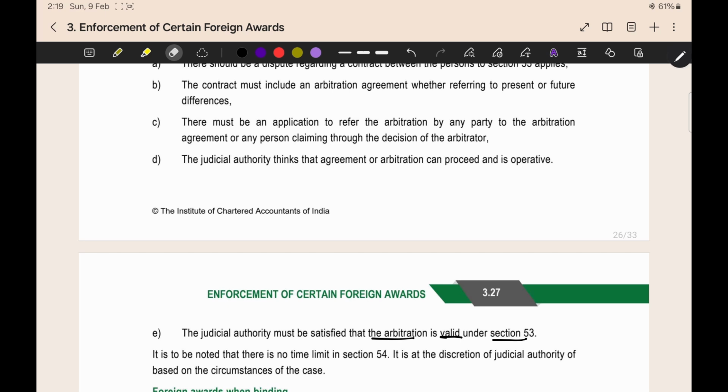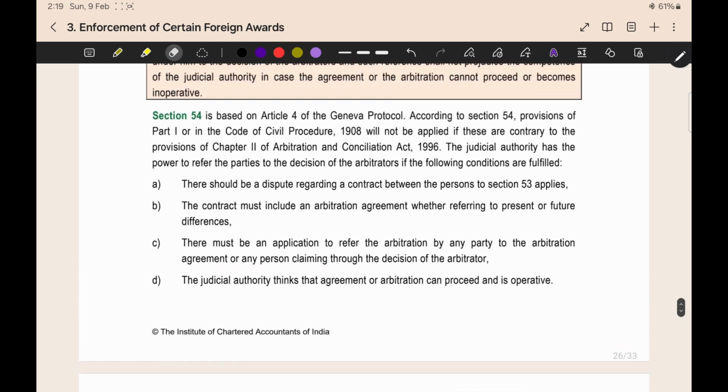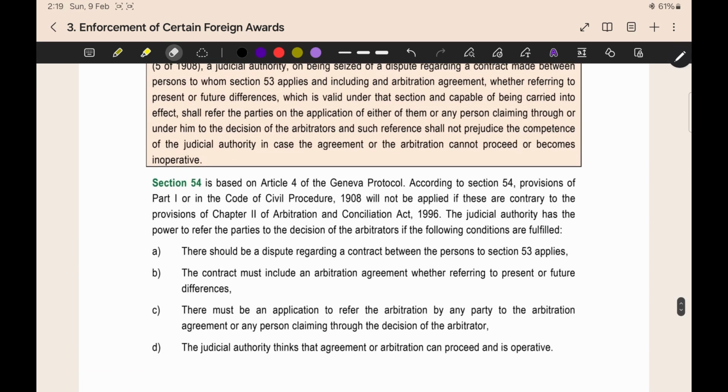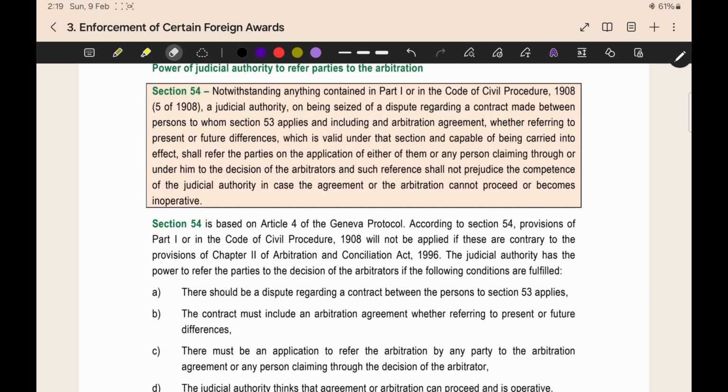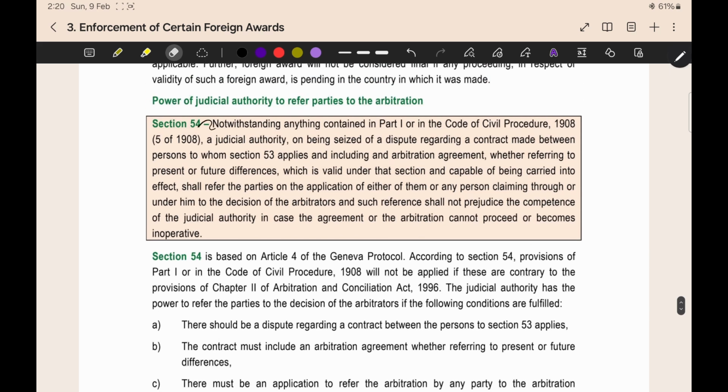These are the 5 points. If these are satisfied, the judicial authority shall transfer the case to arbitration. One more point is that this is a notwithstanding provision: notwithstanding anything contained in Part 1 or in the Code of Civil Procedure. Now, this is a notwithstanding condition. That means that this Section 54 is superior. Only this will prevail even if anything contrary is given in Part 1 or the Code of Civil Procedure.